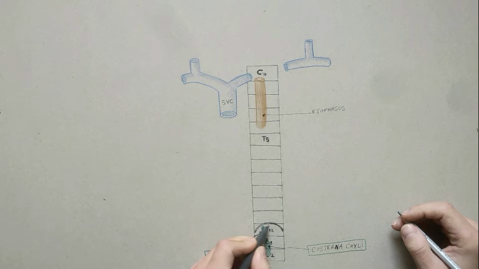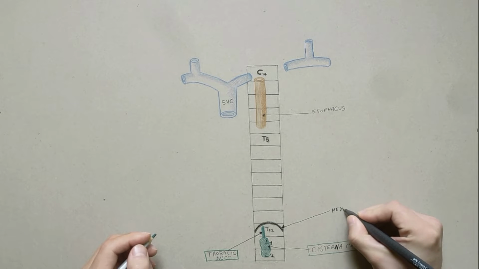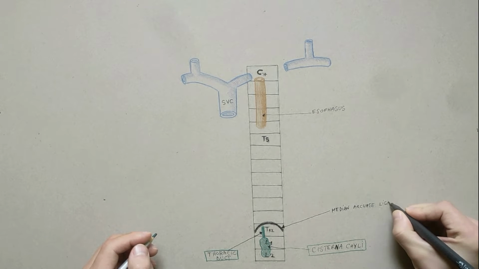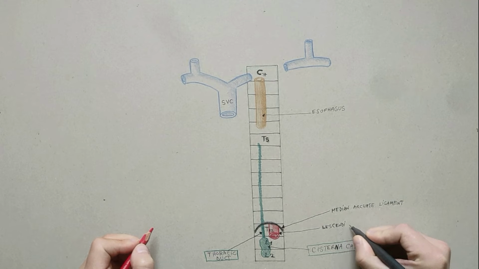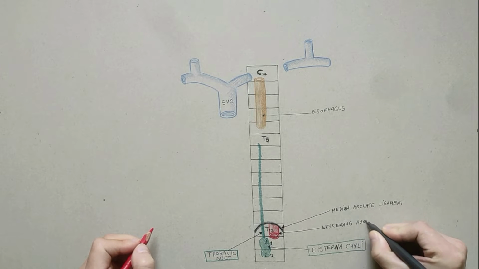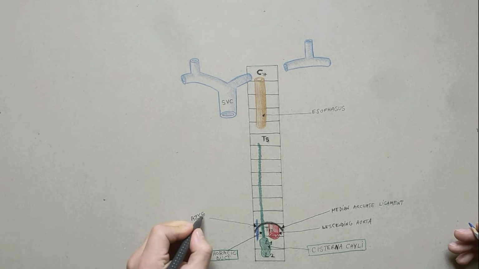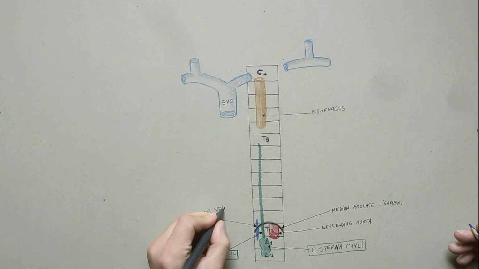The thoracic duct enters the thorax ascending through aortic hiatus, being bounded anteriorly by the median arcuate ligament. At this level, the descending aorta is placed to its left, and the azygos vein is placed to its right.